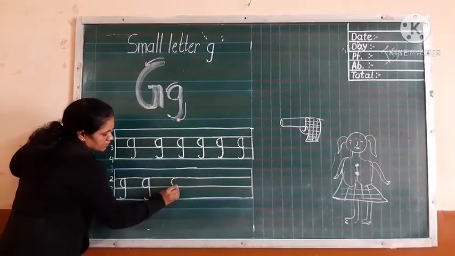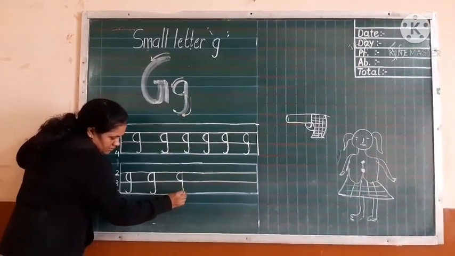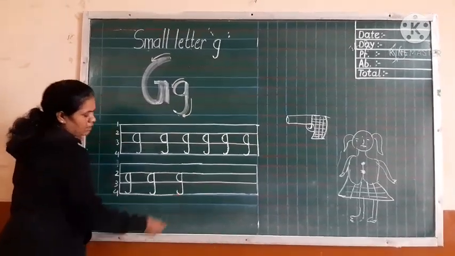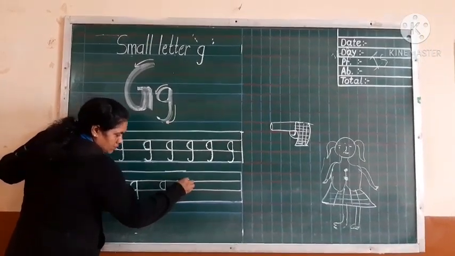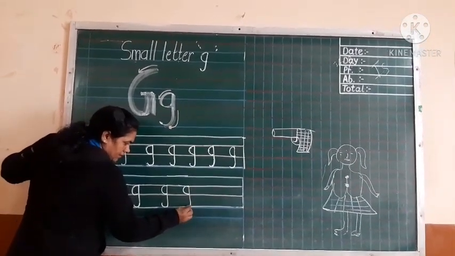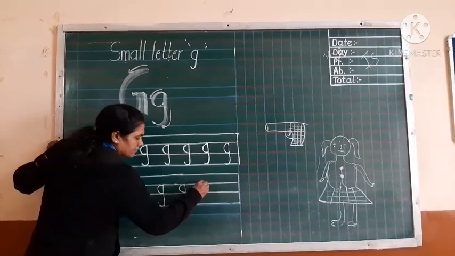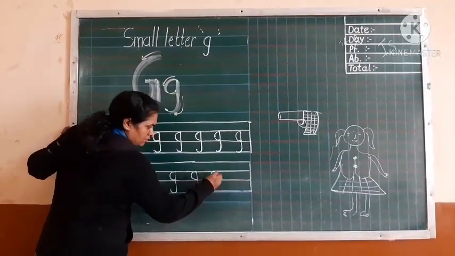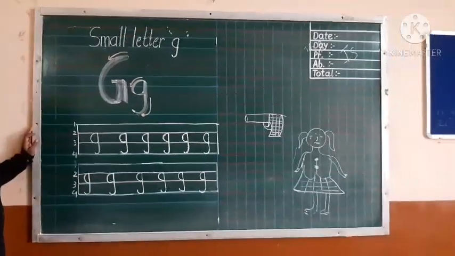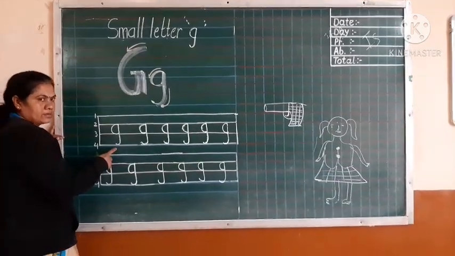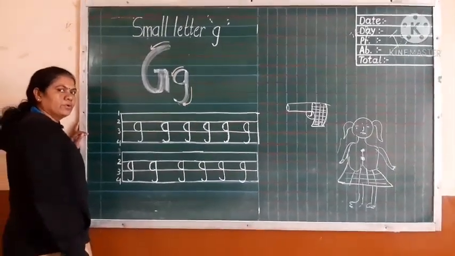Again little curve up to down side, standing line and little curve. Again, first little curve, standing line and downside little curve. This way we have to write small letter G. First curve and standing line and little curve. This way small letter G, trace and write complete in your notebook.